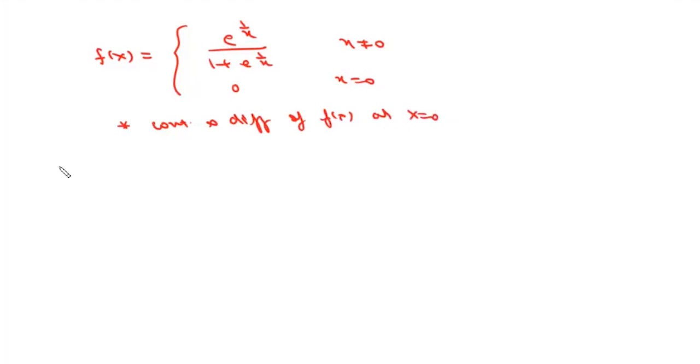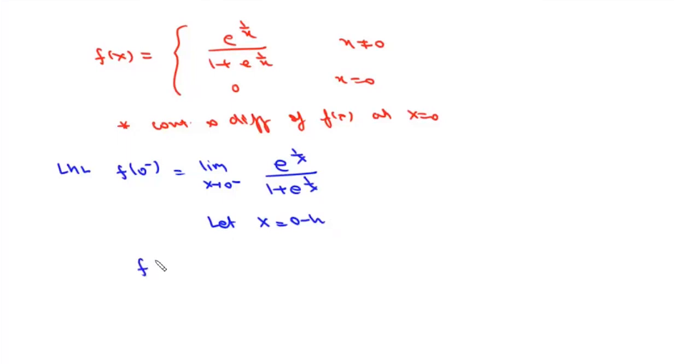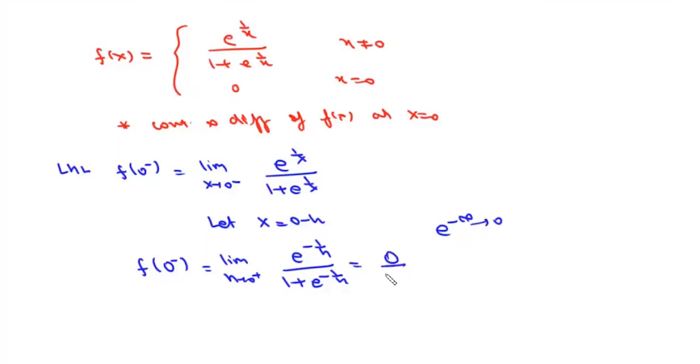Now first we'll check its continuity at 0, and for that we'll find its left hand limit. So we'll find f(0 negative), and it'll be this limit x tends to 0 negative e to the power 1 by x upon 1 plus e to the power 1 by x. Now we let x as 0 minus h. So we write this as f(0 negative), and it will be this limit h tends to 0 positive e to the power minus 1 by h upon 1 plus e to the power minus 1 by h. Now if we use direct substitution, we'll get this as e to the power minus infinite, and we know that e to the power minus infinite is 0. So it'll be this 0 upon 1 plus 0, which is 0. So its left hand limit is 0.